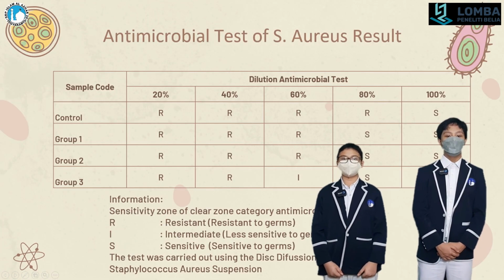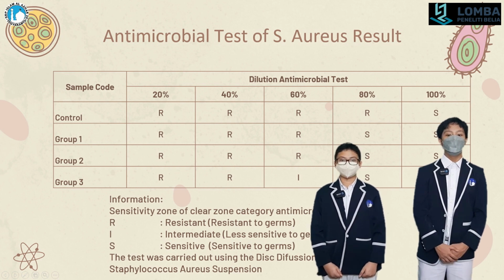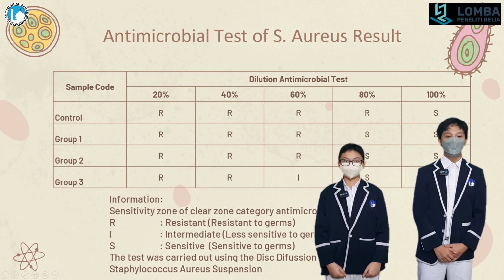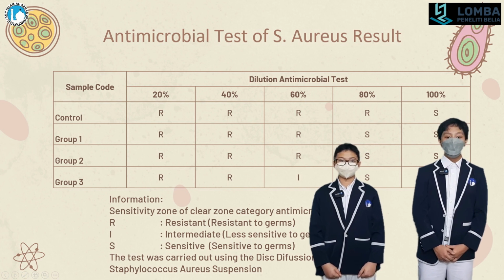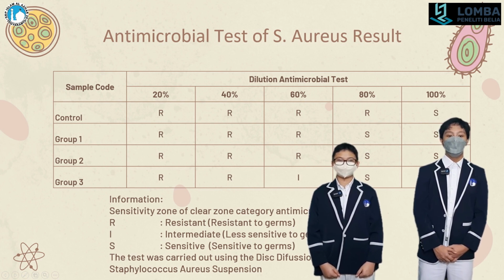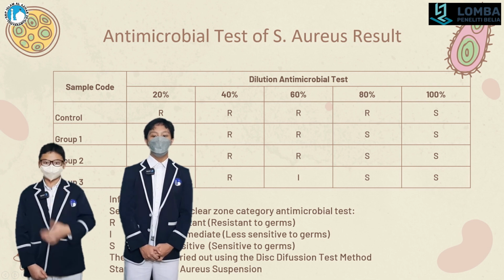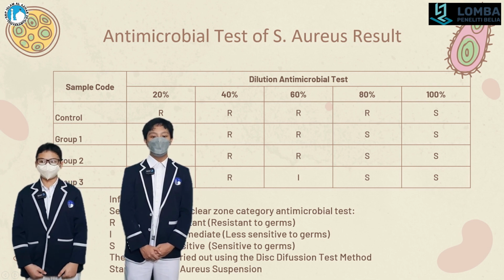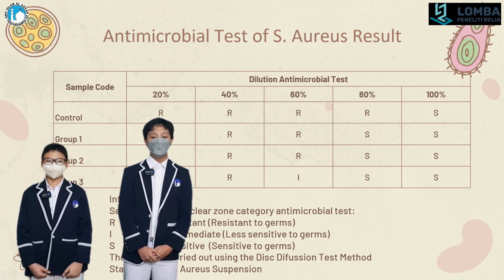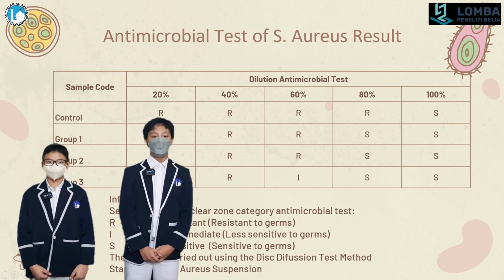The following are the results of the antimicrobial test of S. aureus with the disc diffusion test method. In the control group, it was found that at 100% dilution, it had an antimicrobial role. Then in groups 1 and 2, it was found that at 80% dilution, it had an antimicrobial effect. And in group 3, it was found that at 60% dilution, it was sensitive enough to kill microbes.